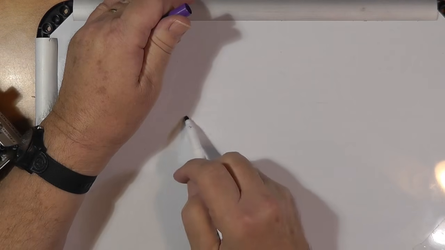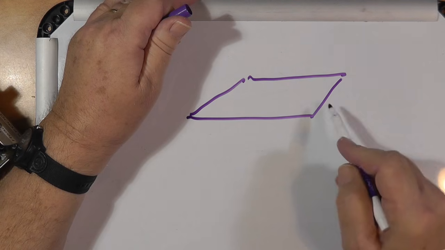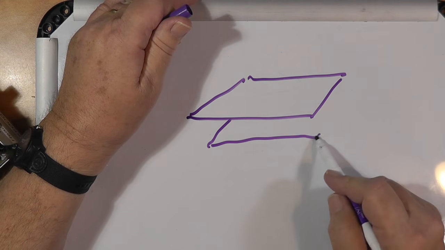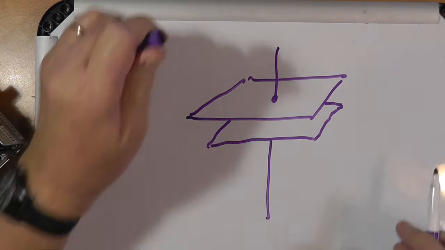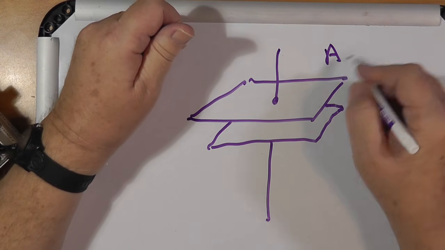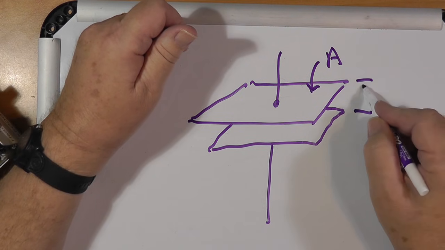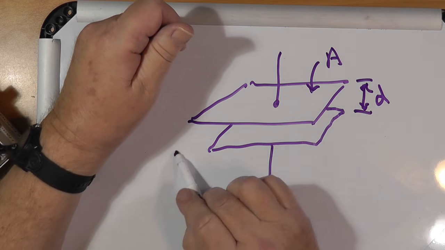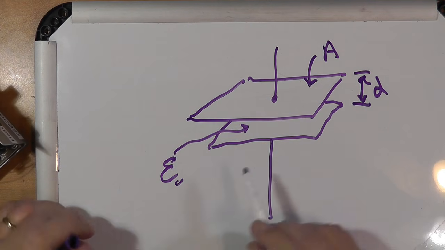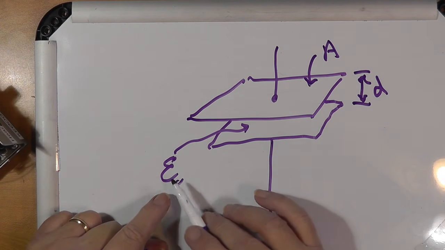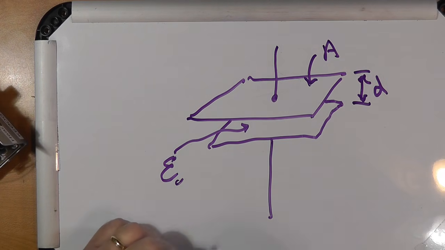So let's take a look at inductors and capacitors. First of all, what do they look like? Well, a capacitor is two metal plates, with a wire going to each one. The plates have an area, and they have a distance apart. And then there's something inside which has a dielectric constant, which is sometimes given by the little Greek letter epsilon. And these are the things that affect the capacitance.